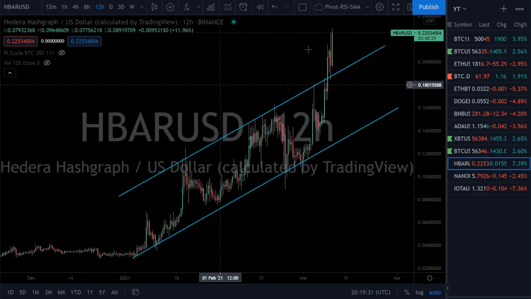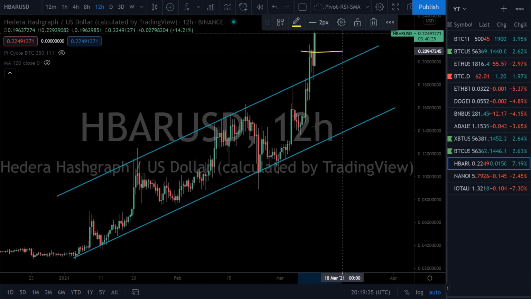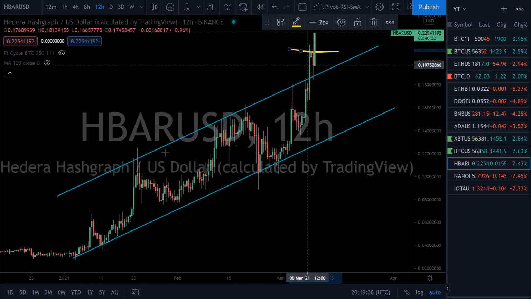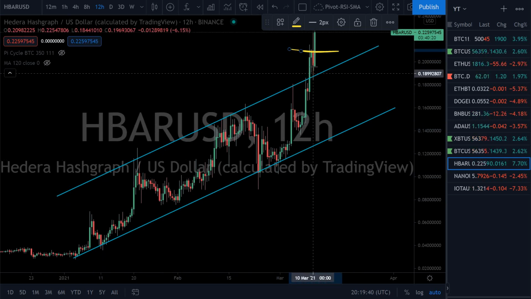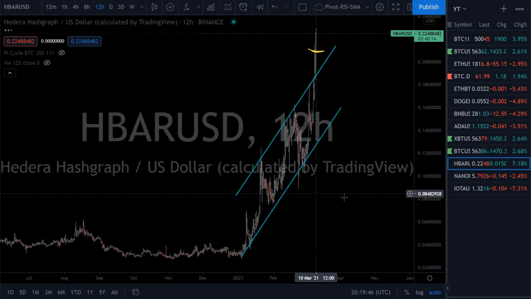So you can see here it broke the 12-hour. We might have already missed an entry. I'm sorry. I should have got this video out maybe a little bit earlier. That was a really nice entry. Got a nice breakout of the top of this uptrend trend line, and then retest and resumption. So that would have been a beautiful entry right there. Right now, we're in wait and see mode.